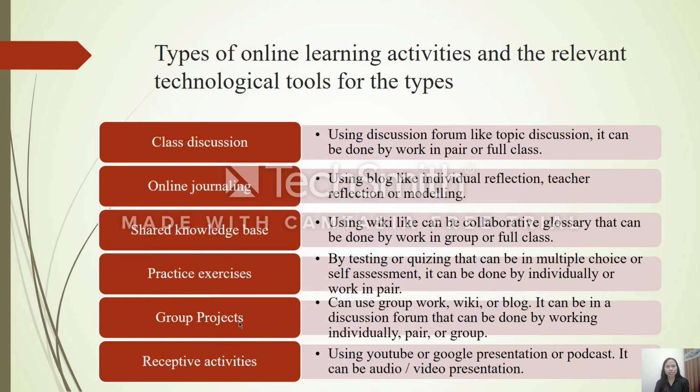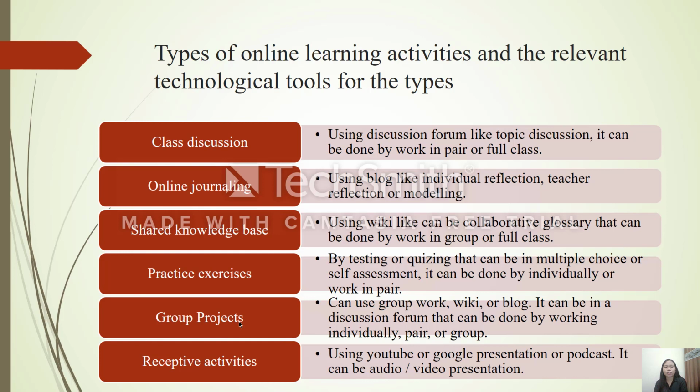The next question is types of online learning activities and the relevant technological tools for the types. About the online learning activities, there are six types. The first is class discussion. This part is using discussion forum like topic discussion. Then it can be done by work in pair or full class.